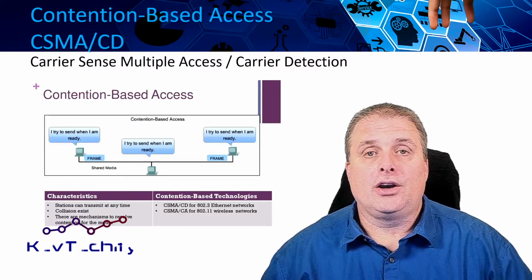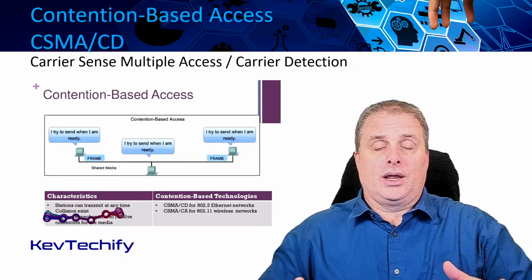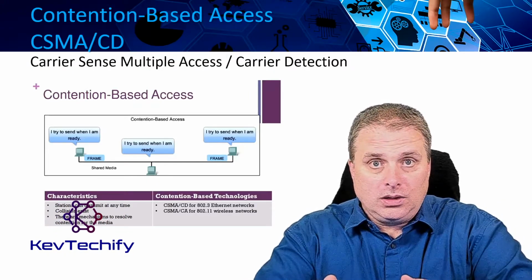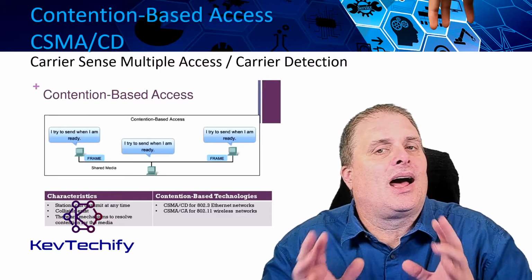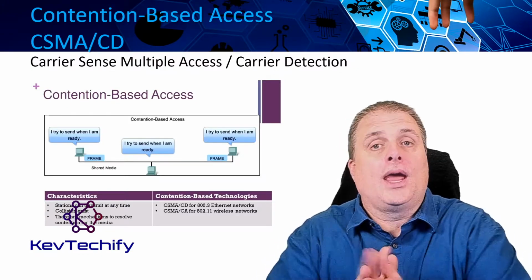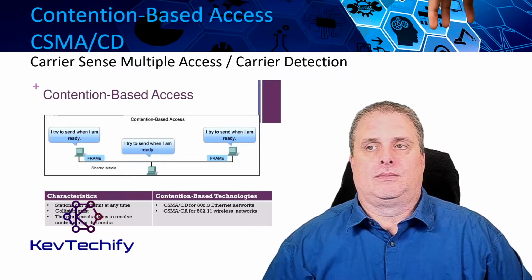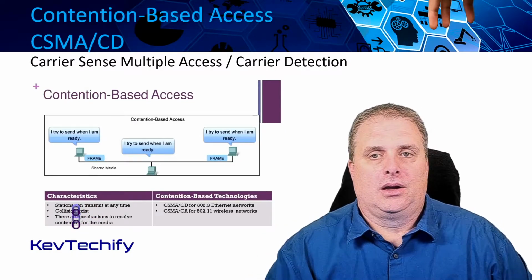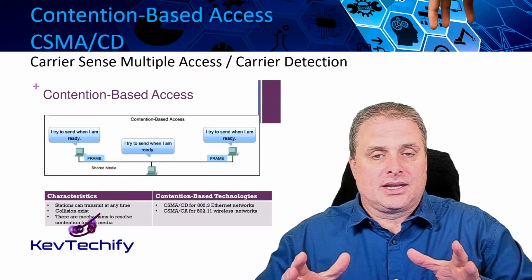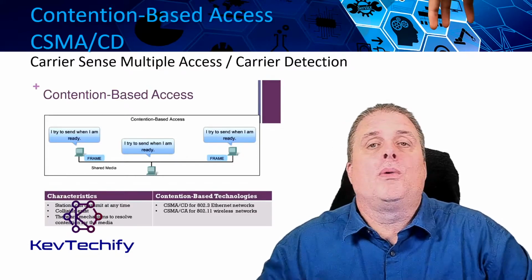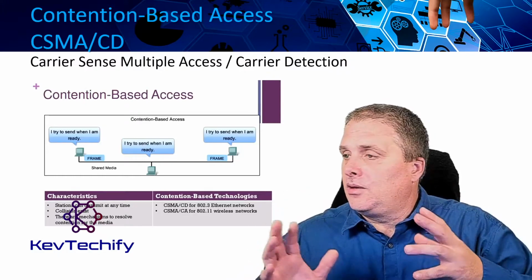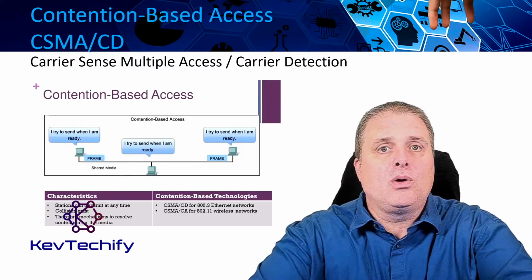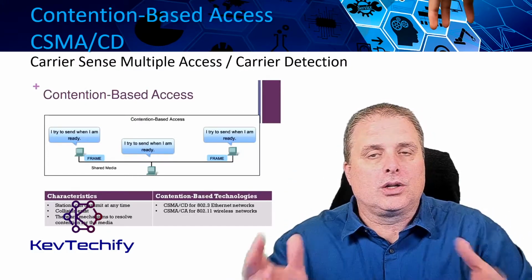CSMA/CD, collision detection, works in this way. If I have data I want to send out on the network, I listen. Is there anything being sent on the network? No, there's not. Okay, I'm going to send my data. And the data gets sent. Okay, I have more data to send. I listen. Anything going out? Nope, I send my data. Okay, I have more data. I'm going to listen. Anything being sent? Nope, I'm going to send it out. But this time, a collision happens.